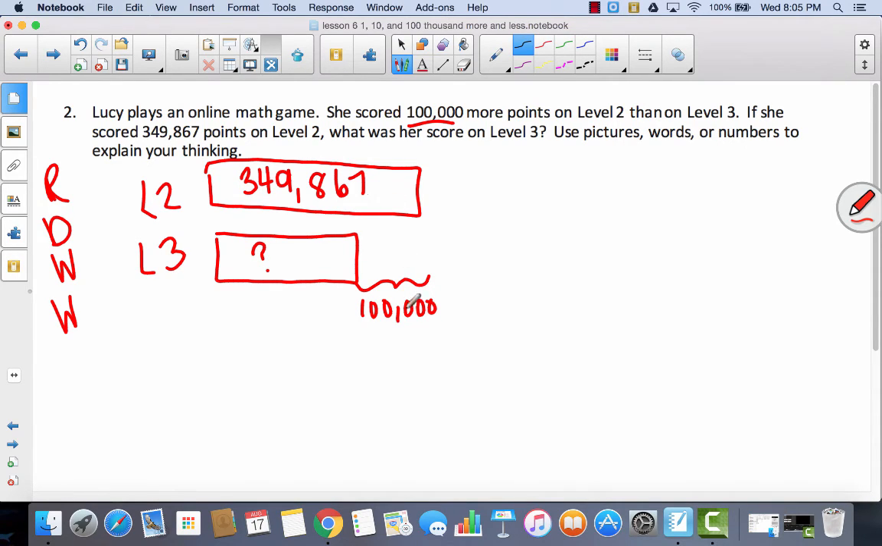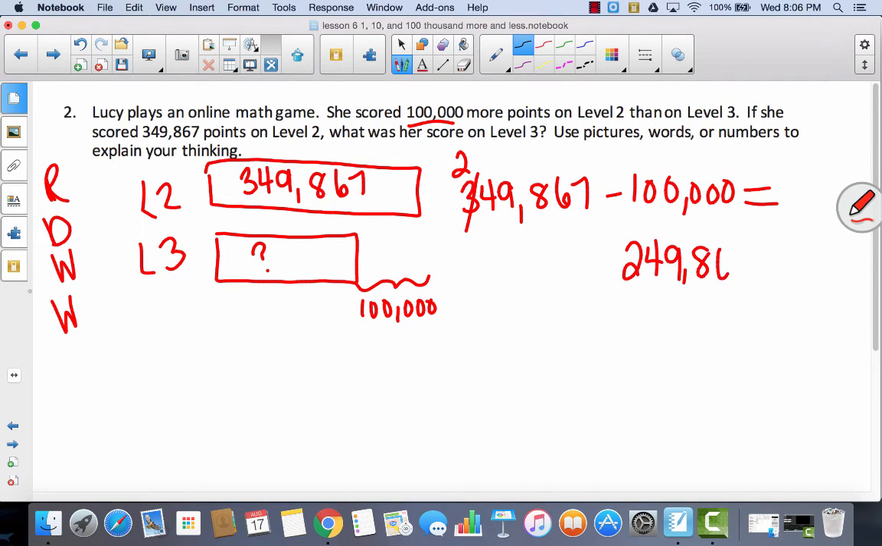So what kind of number sentence would I write to show what the answer is here? Am I adding these two numbers? If I add them, is it going to give me a smaller number? No, I need to subtract. I need to take 349,867 minus 100,000. So I've learned in this lesson today that if I take away 100,000, I can go right to the 100,000's place and I can subtract 1. So instead of 3, I'm going to have 2. So my answer is going to be 249,867.